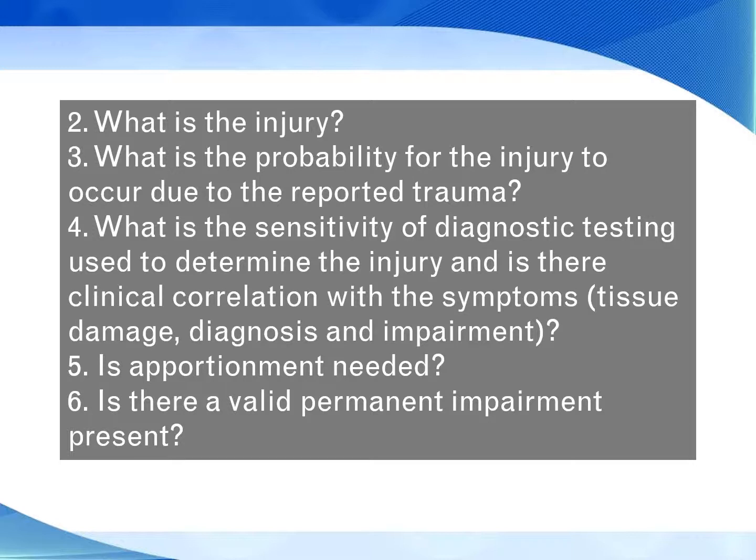2. What is the injury? 3. What is the probability for the injury to occur due to the reported trauma? 4. What is the sensitivity of the diagnostic testing used to determine the injury, and is there clinical correlation with the symptoms, like tissue damage, diagnosis, and impairment? 5. Is apportionment needed? 6. Is there a valid permanent impairment present?